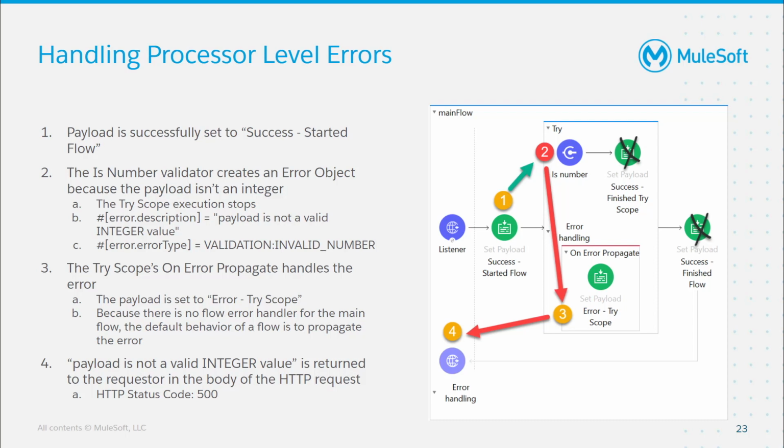In this case, the main flow does not have an error handler defined, and for the purposes of this example, also does not have a global error handler defined. Therefore, the error is handled by the Mule default error handler, which will propagate the error to the HTTP listener and set the error description to payload is not a valid integer value, and send an HTTP status code of 500.